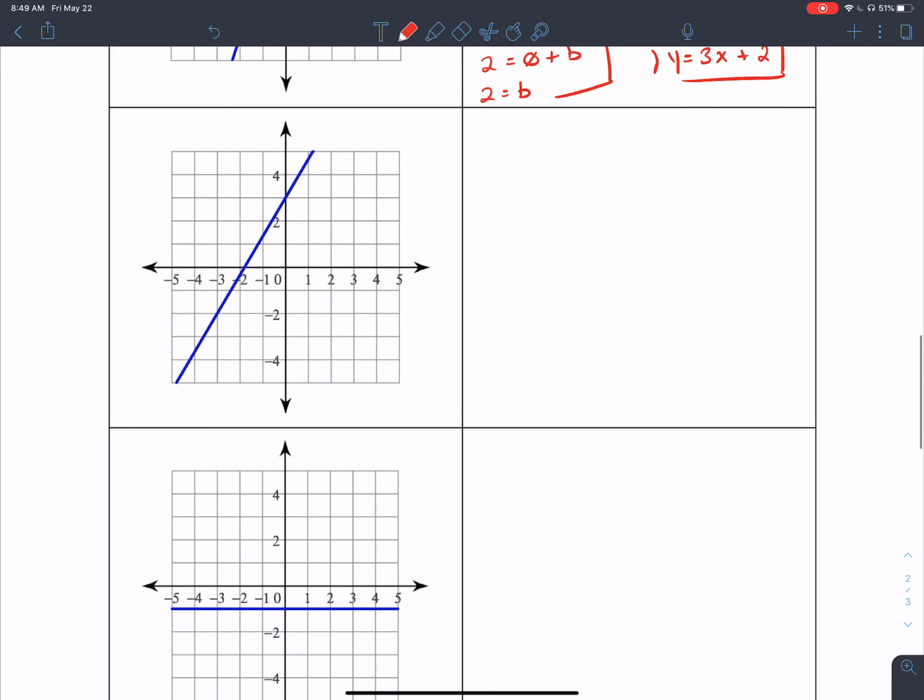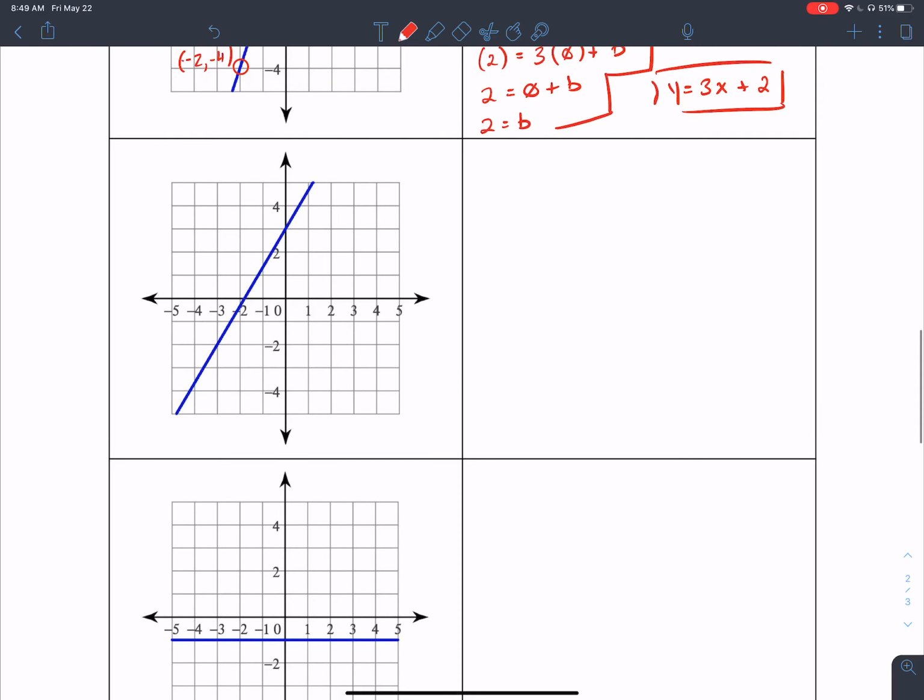All right, what about this one? Same deal. Let's find two points that are nice. And I'm sure you can kind of get the drift of what's going on here. (0, 3), and this is (-3, -2). Oops, sorry.